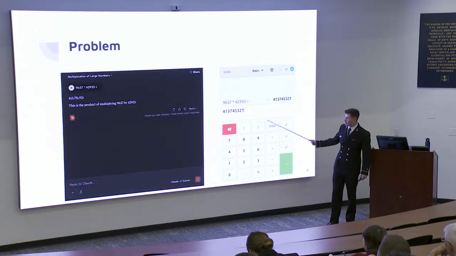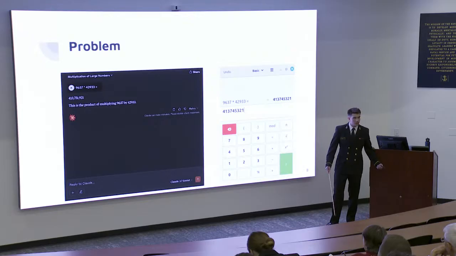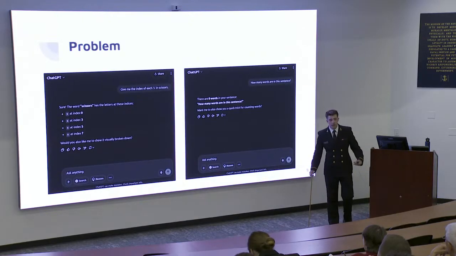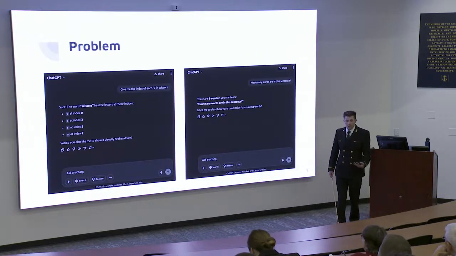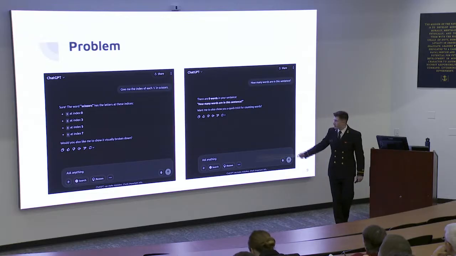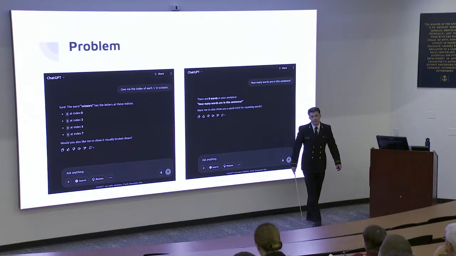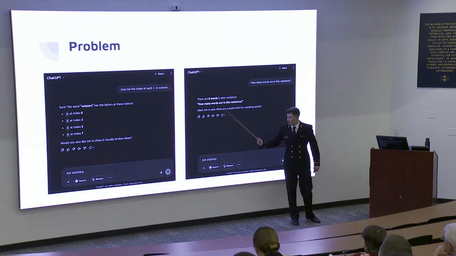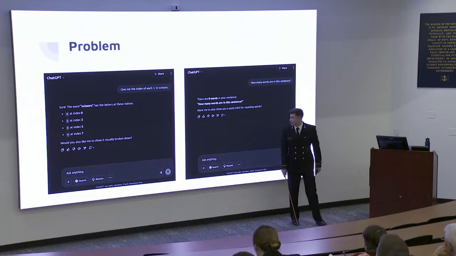Here's Anthropic's Claude getting the same problem wrong. And it's not just multiplication either. These models can fail to solve some fairly simple problems. Here I ask it, give me the index of each S in scissors. It says 0, 3, 5, and 7. The answer is 0, 3, 4, and 7.